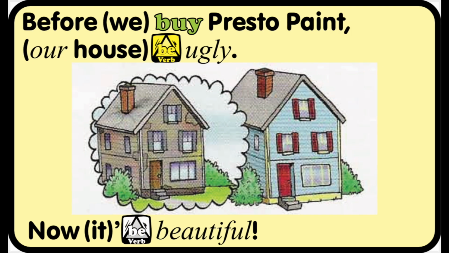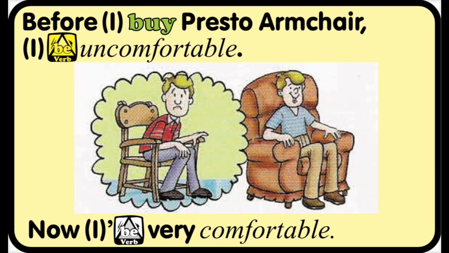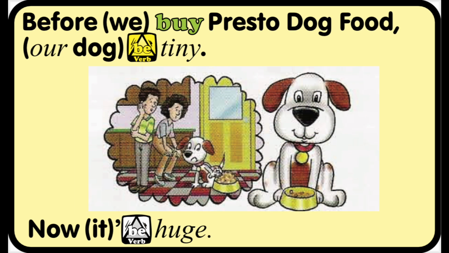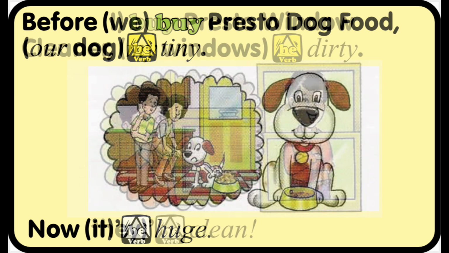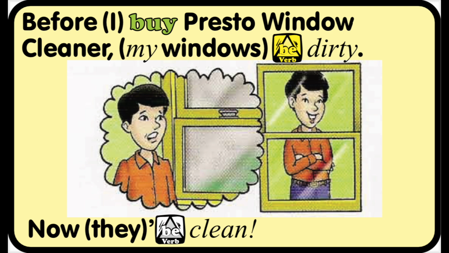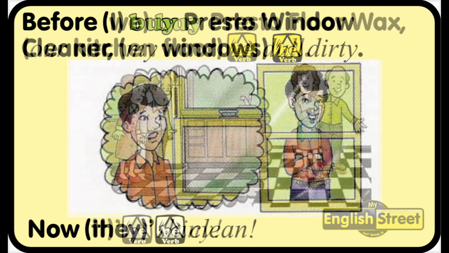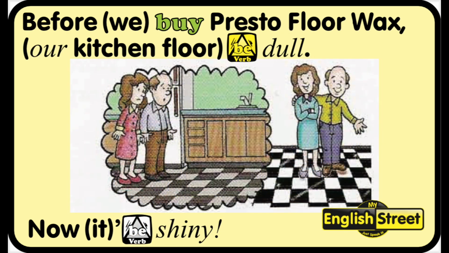Now it's beautiful. Before I bought Presto armchair, I was uncomfortable. Now I'm very comfortable. Before we bought Presto dog food, our dog was tiny. Now it's huge. Before I bought Presto window cleaner, my windows were dirty. Now they're clean. Before we bought Presto floor wax, our kitchen floor was dull.